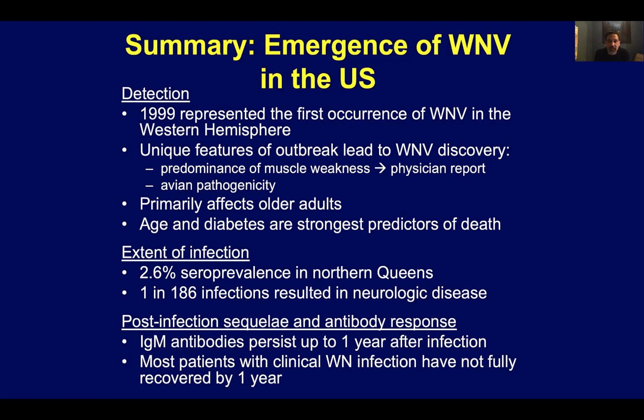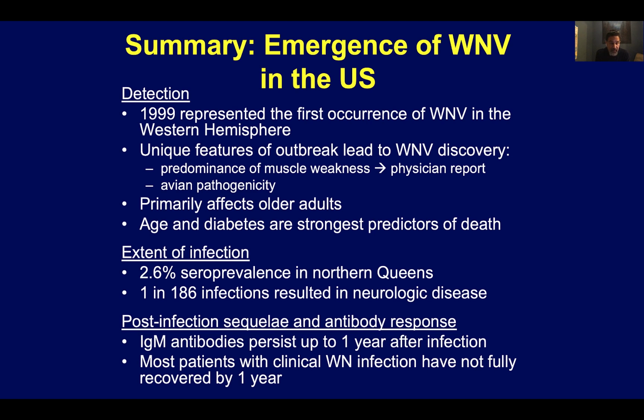So, in summary, from all these events and the epidemiological information gained following the emergence of West Nile virus in 1999, we can conclude that 1999 represented the first occurrence of West Nile virus in the Western Hemisphere. There are some unique features of the outbreak that led to its discovery, specifically the predominance of muscle weakness in those encephalitis cases in the initial cluster. That resulted in a physician picking up the phone and calling the health department to let them know that something unusual was happening. There was also the unique feature of bird deaths early on, prior to and during the human outbreak. We learned that it primarily affects older adults in terms of its severity, and age and diabetes are the strongest predictors of death given a severe case of West Nile virus infection.